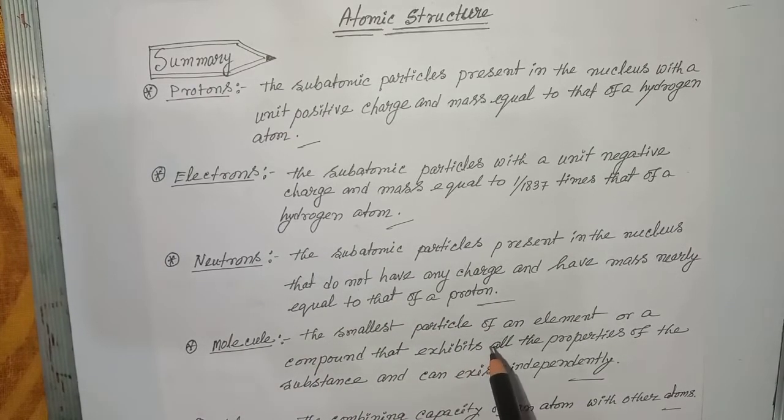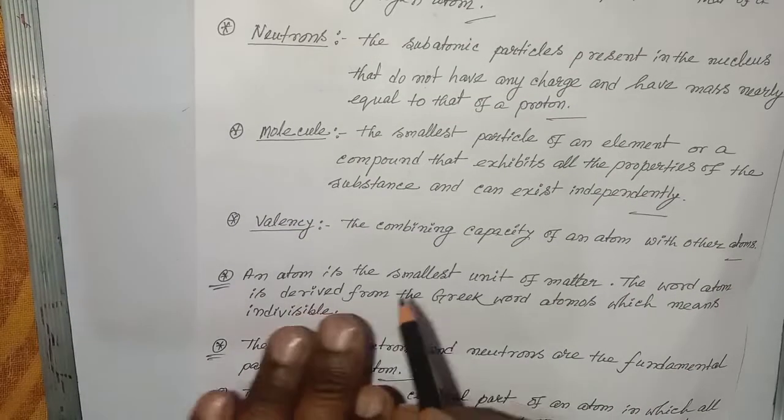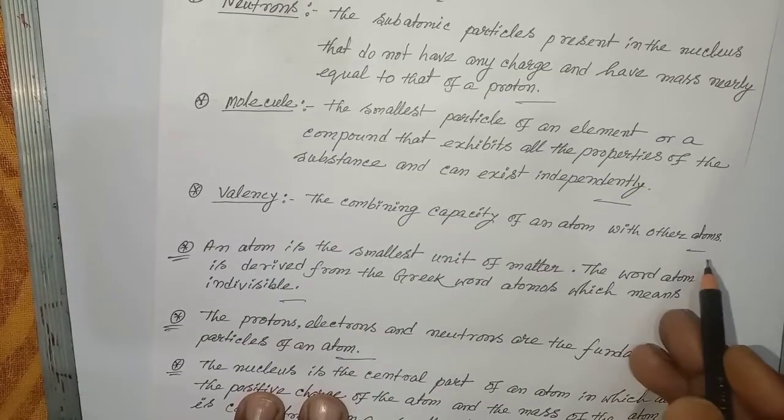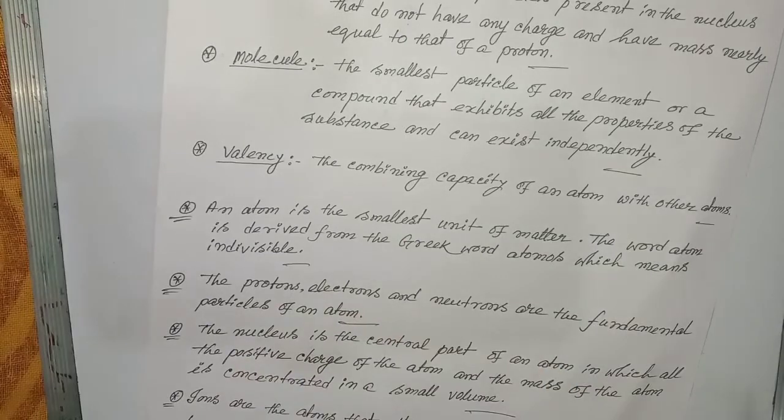Molecule: the smallest particle of an element or a compound that exhibits all the properties of the substance and can exist independently. Valency: the combining capacity of an atom with other atoms. An atom is the smallest unit of matter. The word atom is derived from the Greek word atomos, which means indivisible. The proton, electron, and neutron are the fundamental particles of an atom.